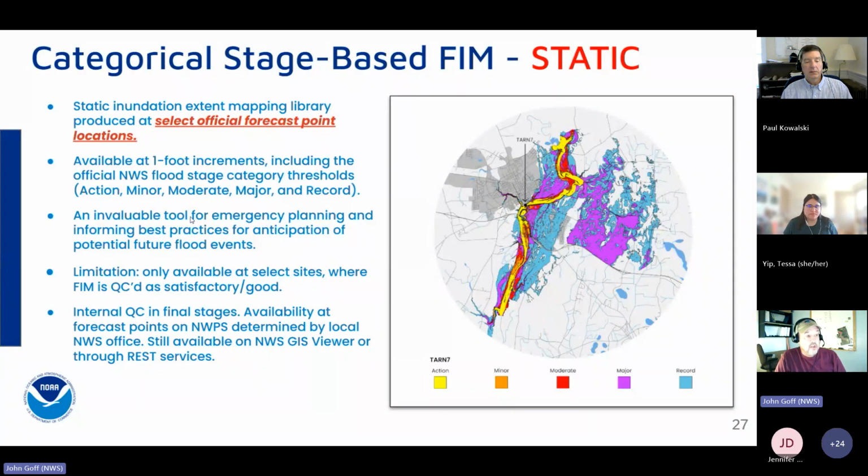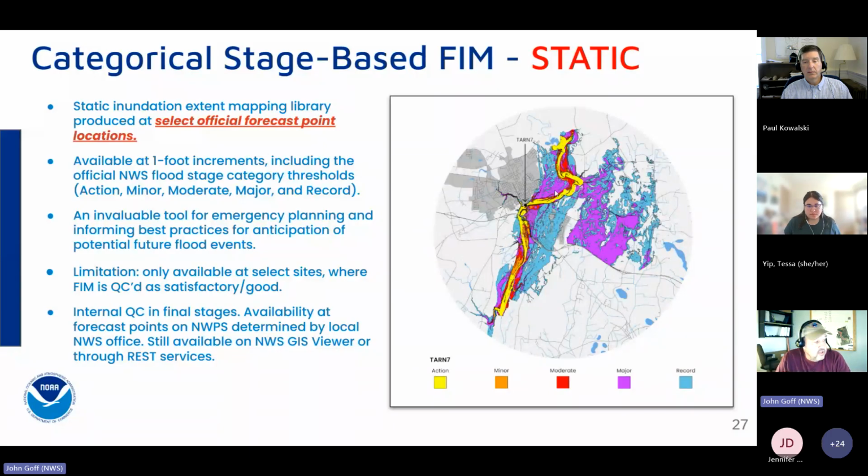If you're not in Waterbury or Montpelier on the lake, but you're in Rutland, this may be the best thing you can refer to because it's mapping into the CAT levels, and I don't have partner FIM here.